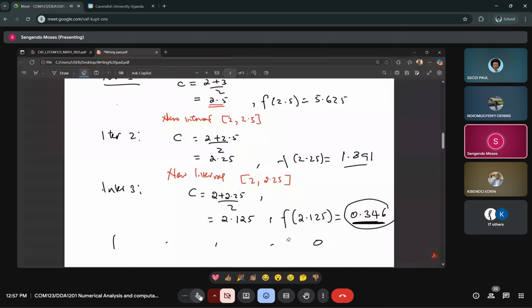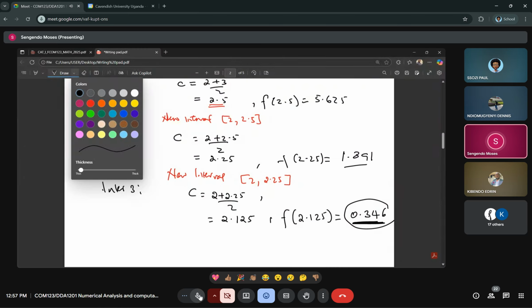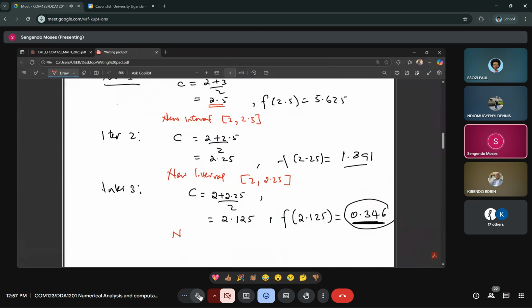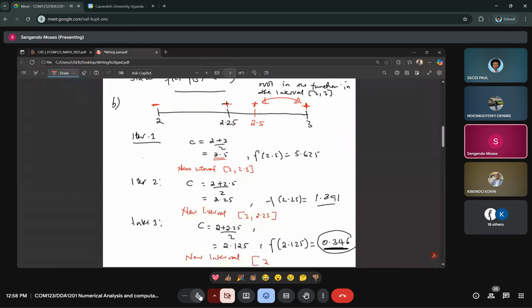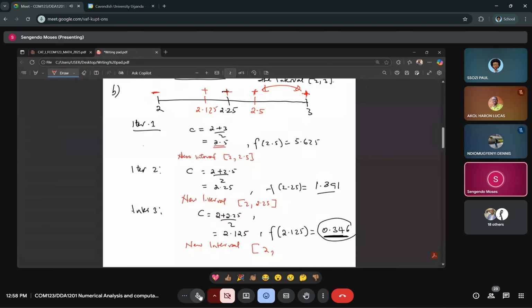Okay, let us continue with the fourth iteration. So the new interval now becomes... 2.125 is before 2.5, and this was a positive. Therefore, the new interval is 2 and 2.125.